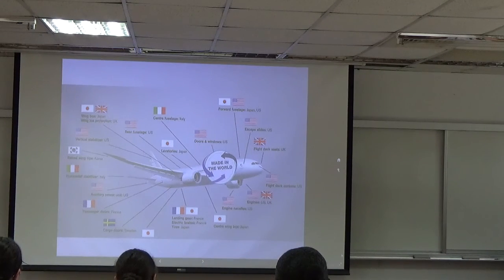And it's in the picture like this, right? So the video, the whole thing is made in the world. So obviously this is one of the keywords. You can see that the airplane, each component is actually sourced from different countries. So it's really difficult to tell which country it is made in right now.